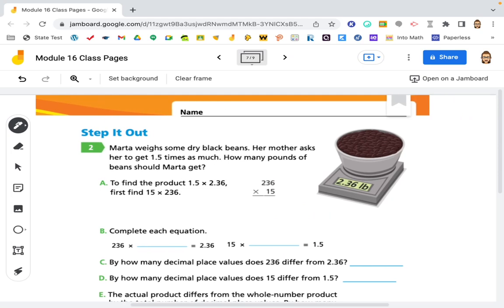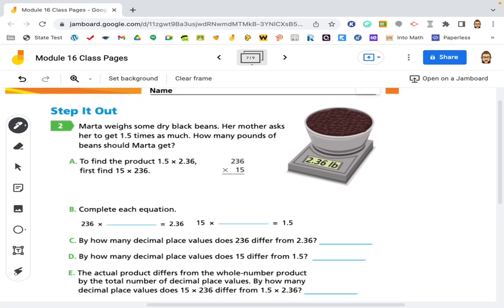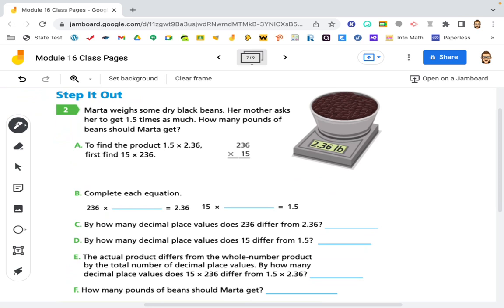So Marta weighs some dry black beans. Her mother asked her to get 1 and 5/10 times as much. How many pounds of beans should Marta get? To find the product, 1 and 5/10 times 2 and 36 hundredths. First find 15 times 236. So we have that here.